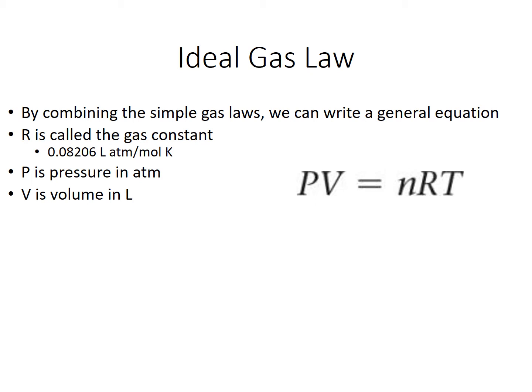Volume is V. That's going to be in liters if we're using this particular gas constant. N is the number of moles of gas. It's very important that we are referring to number of moles of gas. We can't use this for anything besides a gas. It's an ideal gas law. So you may be tempted to use moles of something else, but it has to be moles of gas.